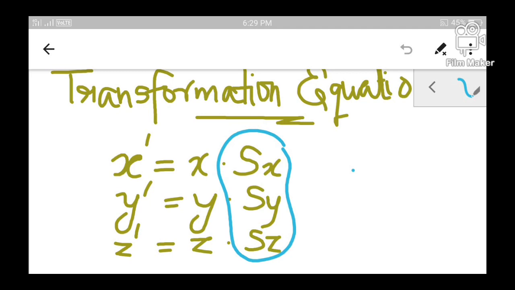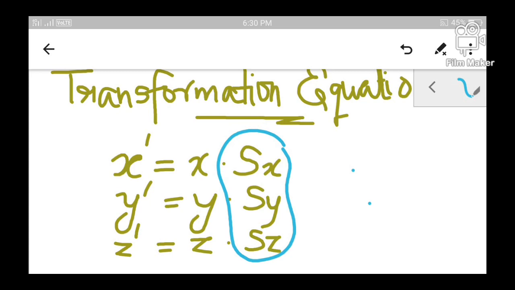So when these scaling parameters are multiplied to x, y and z respectively, we get the equivalent x dash, y dash and z dash. Every time a point undergoes a scaling transformation, that point should be multiplied by a scaling parameter.